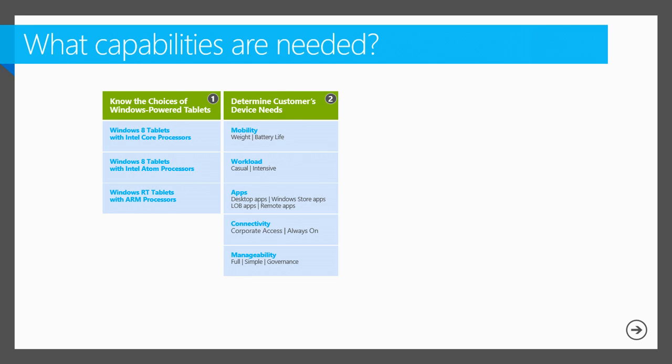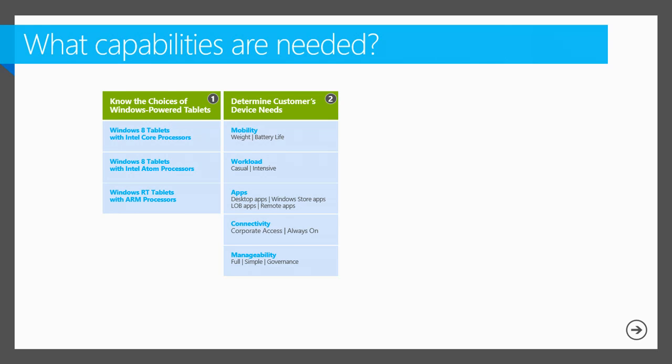Because Windows RT can't run those, at least not directly, without using something like Remote App. So choosing based on the app requirements is really going to be key as well. From a connectivity perspective, Windows RT has support for making a VPN connection, but it doesn't include direct access. You need to be able to look at those types of capabilities and use those to make the decision as to which device is going to be most appropriate.